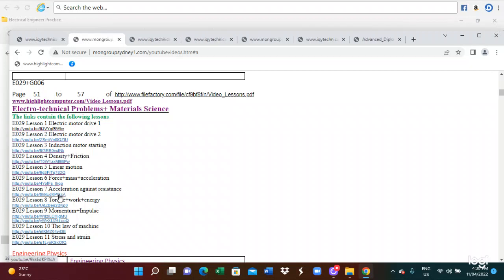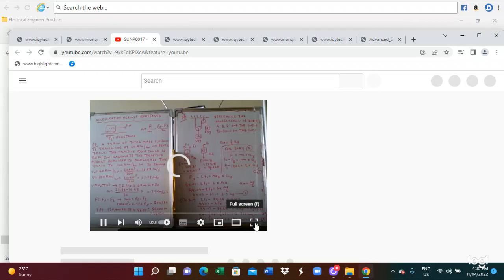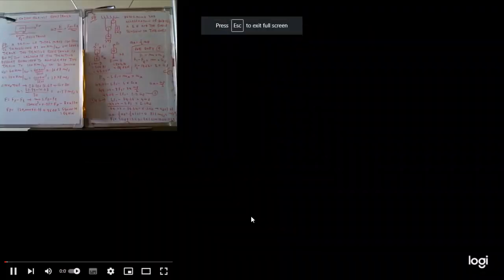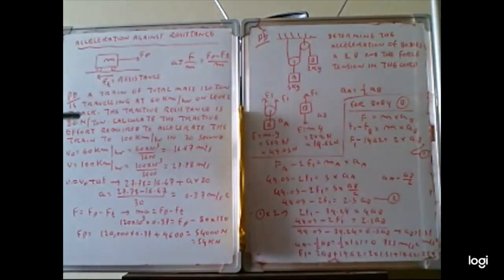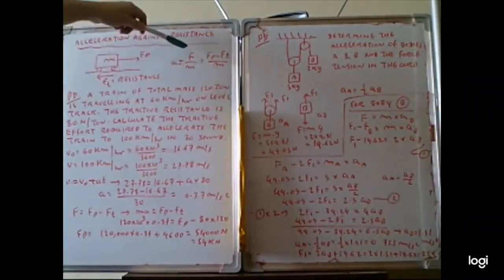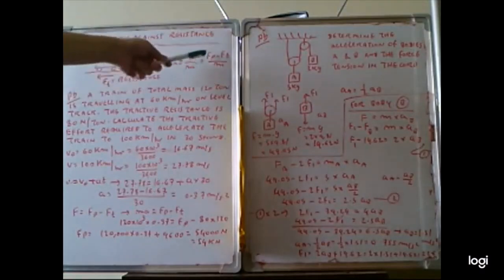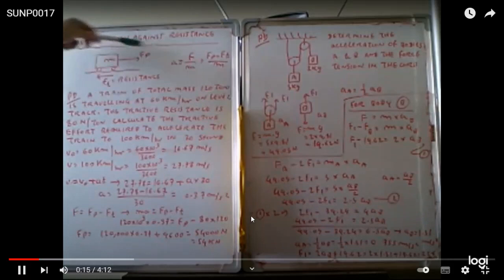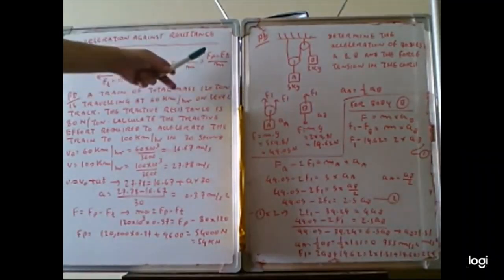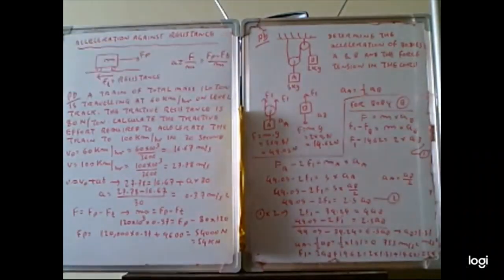The next one is acceleration against resistance. So the mass m is moving under the force FD, and FR is the resistance. So the acceleration can be calculated as net force divided by mass, so FD minus FR divided by m. When the object is moving against resistance, we have to use this formula. A is equal to FD minus FR by m. So we solve this problem.